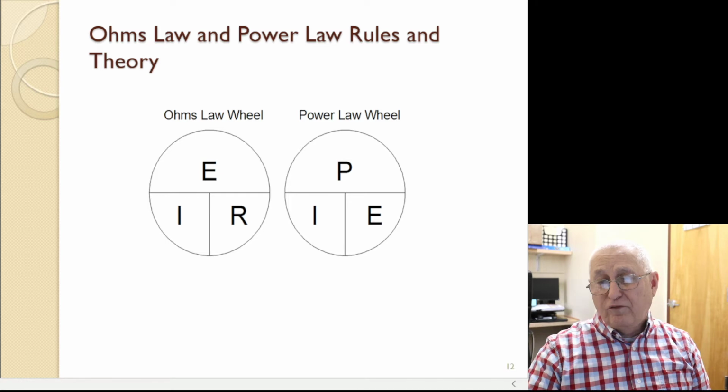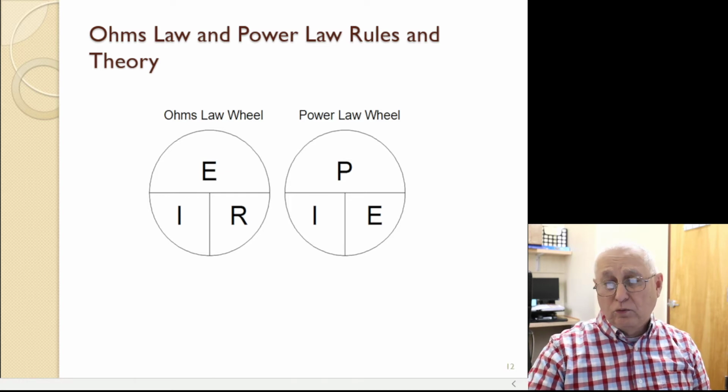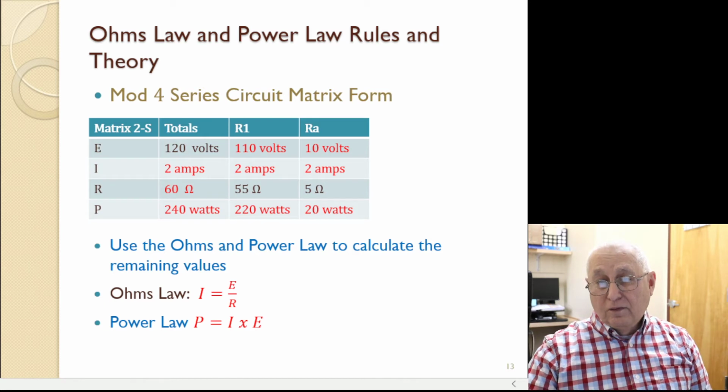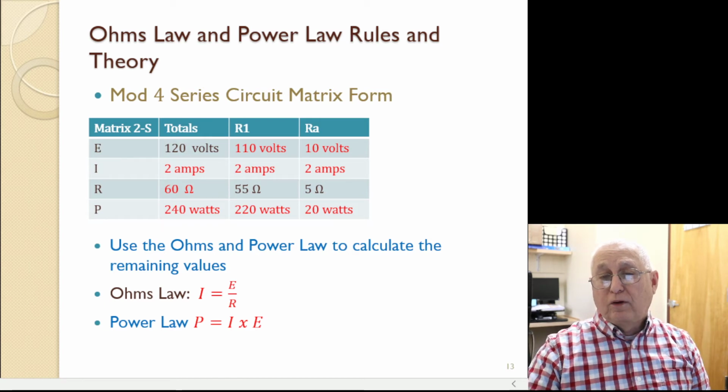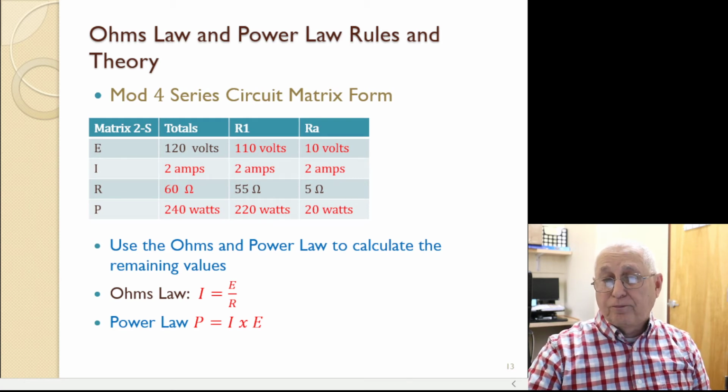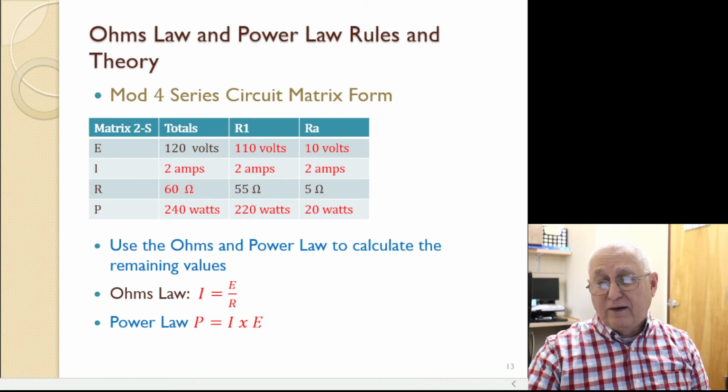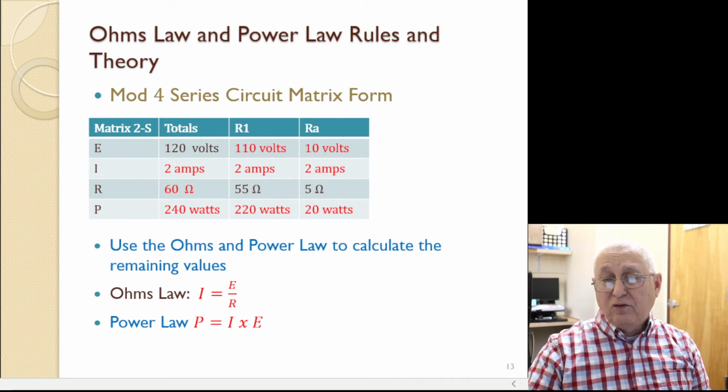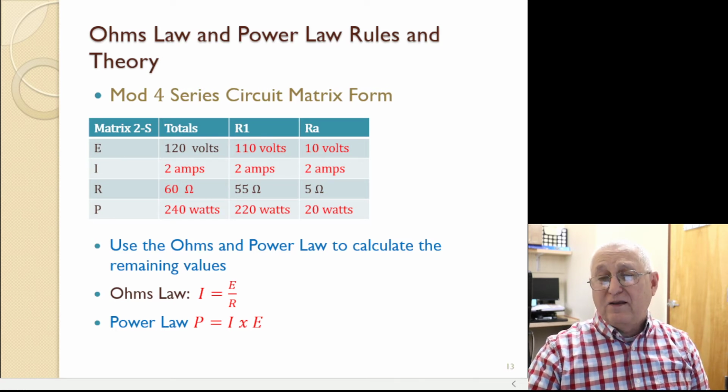Stop your video here if you have to. Make a drawing of this because it will help you using the formulas. This is this new matrix, matrix 2-S. This is a series circuit now. Here's RA. All we know about it right now is that it is 5 ohms, which we calculated in matrix 1, the parallel one. And we know that we have 55 ohms at R1 in the series section, and we have 120 volts. Resistance in a series circuit is the summation. 55 plus 5 equals 60.